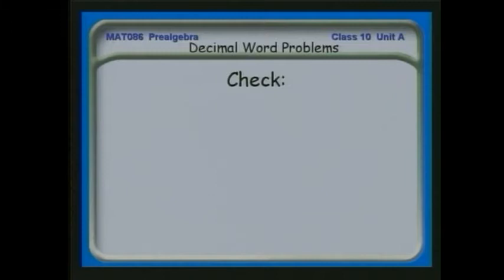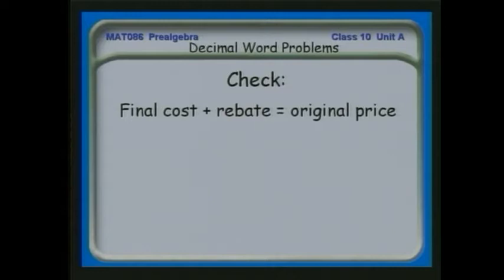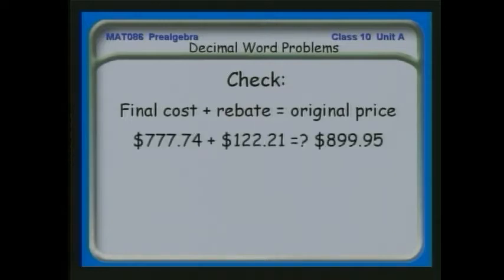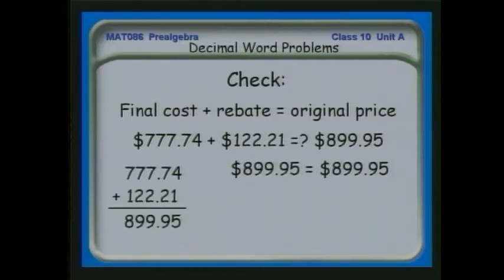Let's check this. The final cost, which we calculated, plus the rebates, have to be the original price. So we take the $777.74 that was the result of our calculation, add the sum of the rebates, and see if, in fact, that works out. And I probably would hesitate to do an incorrect problem for you here. So sure enough, that's going to work okay.